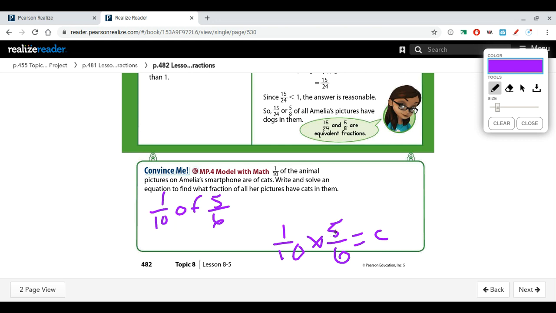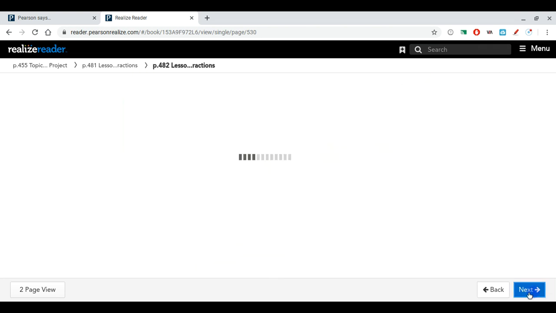Do they have a number that is in common? Yes, 5 is their number that's in common. So 5 is going to be divided by 5. And when I do 5 divided by 5, I end up with 1. 10 divided by 5, I end up with 2. So 1 times 1 is going to be equal to 1. 2 times 6 is going to be equal to 12. So my number of cat pictures is C equals 1/12. And so there's my equation: 1/10 of 5/6 equals C. C equals 1/12. All right.